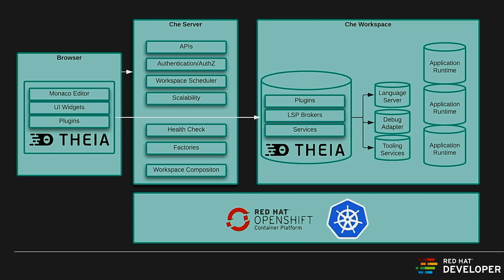Once the Che server determines what you want to build, what you want to run as part of your workspace, it creates a Che workspace. As you can see, this is all running on OpenShift and Kubernetes. A Che workspace is essentially a bunch of Kubernetes resources with the images that you may want, with the images that the plugin editors want. Inside the Che workspace, we have the backend for the IDE, and then the backend of the IDE talks with a bunch of language servers, debug adapters, and tooling services.